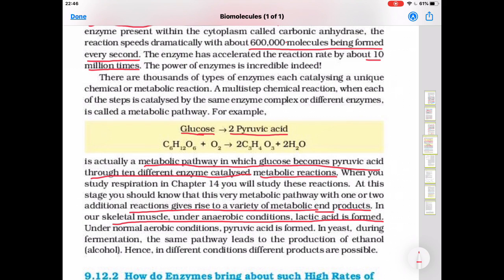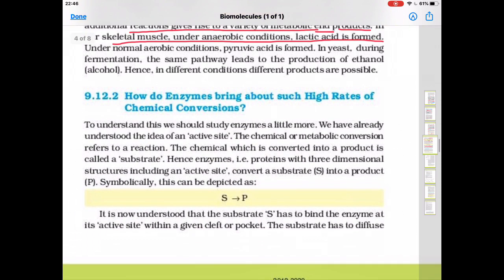How do enzymes bring about such a high rate of chemical conversions? The chemical or metabolic conversion refers to a reaction. The chemical which is converted into product is called a substrate. Hence, enzymes, that is proteins with three-dimensional structure including an active site, convert a substrate into a product, symbolically S changes into P. So in the reaction, substrate changes into product in the presence of an enzyme.